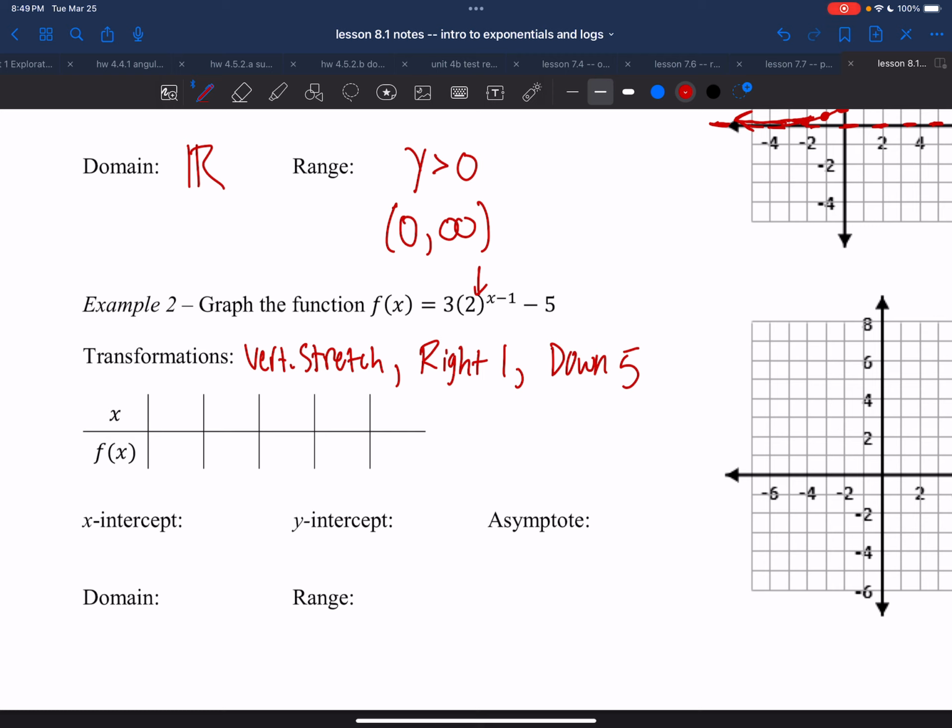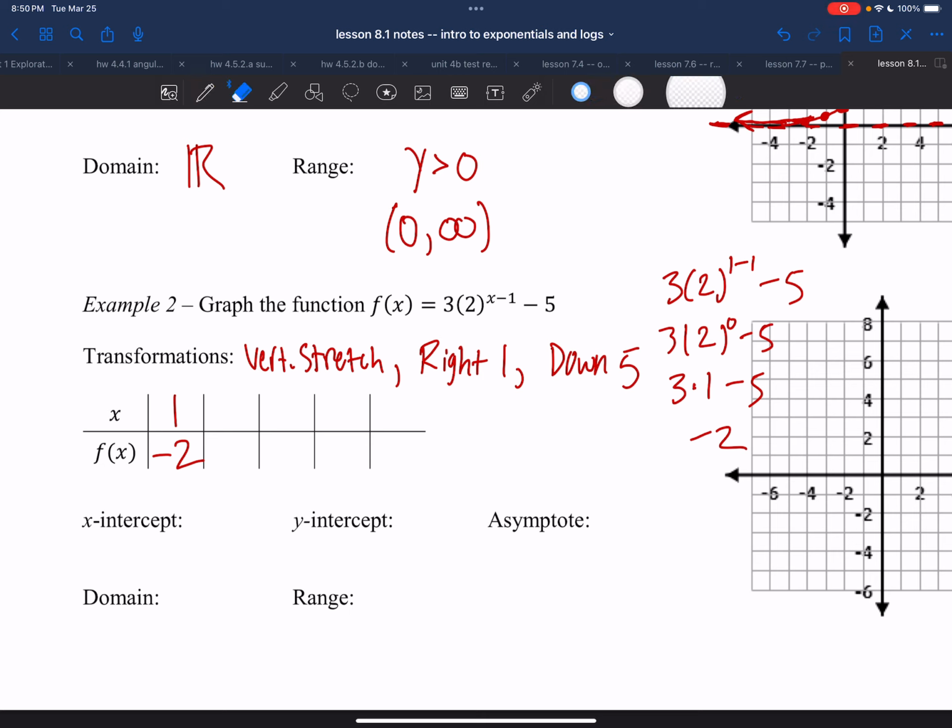Okay, knowing that, I'm going to just start plugging in points now. Let's plug in 1. So if I plug in 1, then I get 3 times 2 to the 1 minus 1, minus 5. Well, 1 minus 1 is 0, so that's 3 times 2 to the 0. Of course, 2 to the power of 0 is 1, so that's just 3 times 1 minus 5, which is negative 2. Boom, I get this, okay? And you're just going to replicate this process. You plugged in 1, you got negative 2. Let's try 2. Then 2 minus 1 is a 1, and 3 times 2 is 6, right?